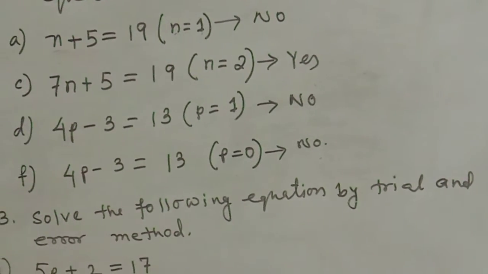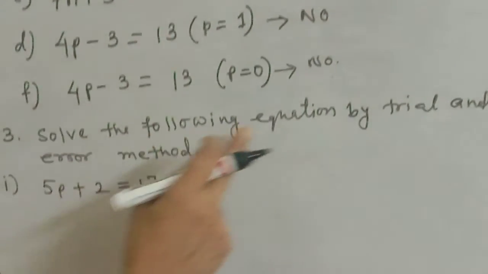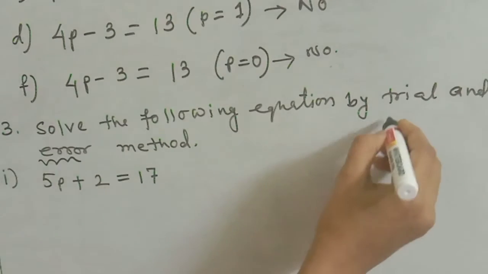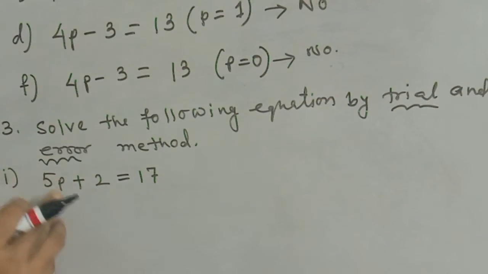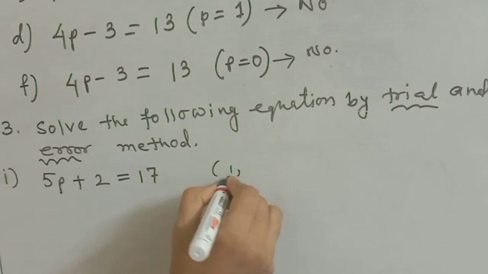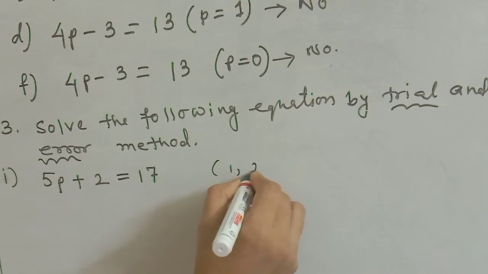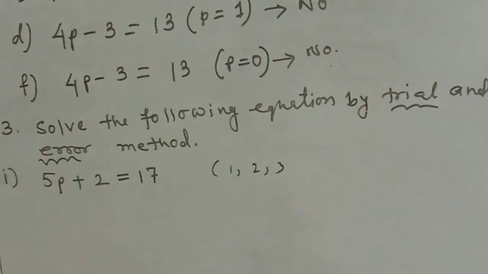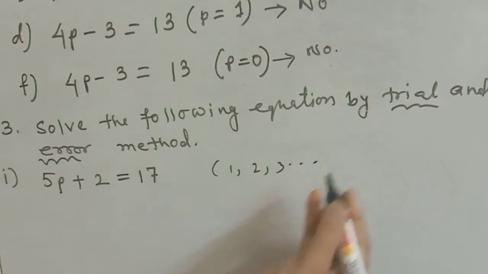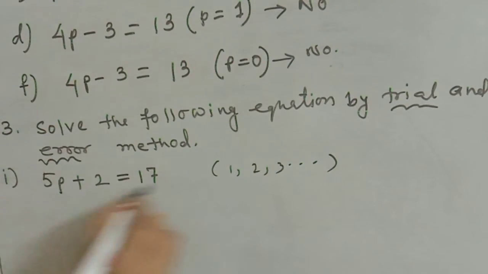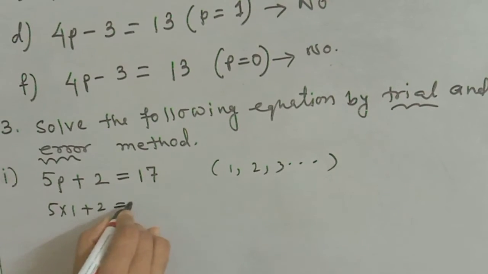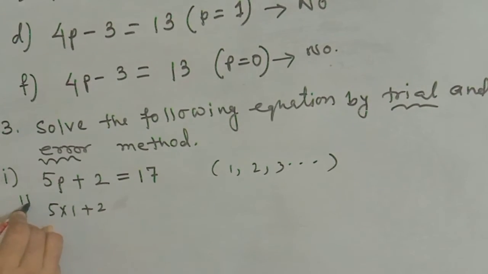Next question, you have to solve the following equation by the trial and error method. Trial and error method. So you will select a few values for p. You can take 1, 2, 3. In this way you select a few values for p and start trialing. If I put 1, then it will be 5 into 1 plus 2 on the left hand side. We will always check only the left hand side.